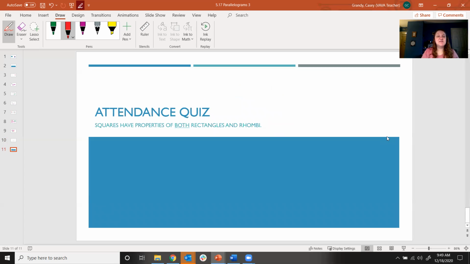Today's attendance word is both. Okay, squares have properties of both rectangles and rhombi, both.